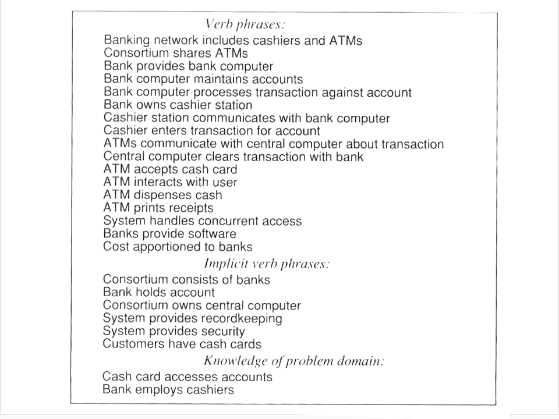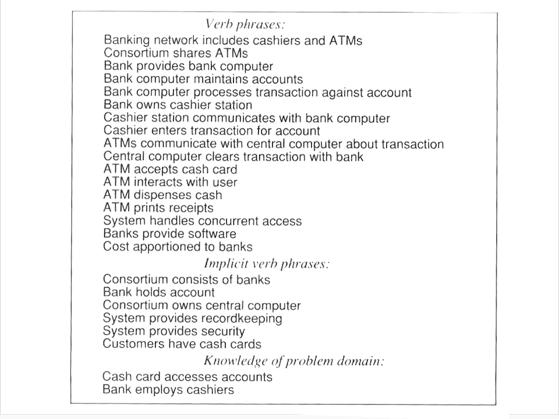Again, besides the verb phrases, there are some implicit verb phrases that we use. That is, consortium consists of a bank, bank holds the account, consortium owns the central computer. So from these implicit verb phrases we can identify the different types of association. Again, from the knowledge of the problem domain we can identify the association. So we can say that the association corresponds to the verb phrases, to the implicit verb phrases, and to the knowledge of the problem domain.